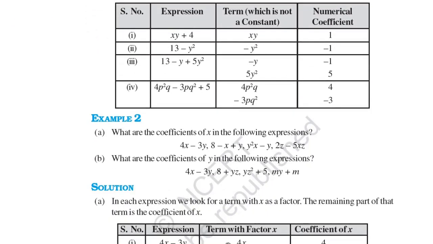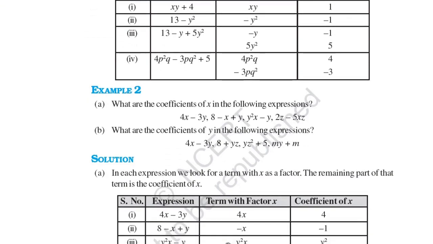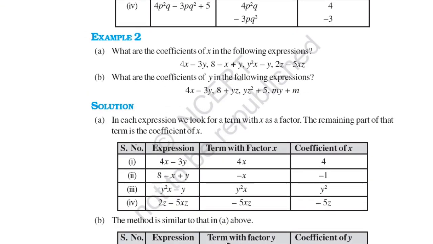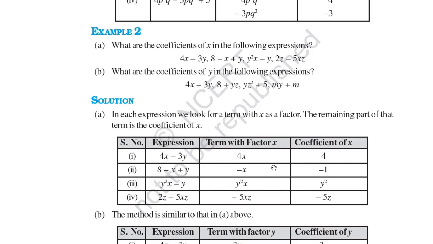Example number 2: what is the coefficient of x in the following expression, and in the second one, what is the coefficient of y. So first you have to find the coefficient of x, and in the second you have to find the coefficient of y. Here the coefficient of x is 4, and the term is 4x, because we have to use only x. Here also, minus x is the term, and the coefficient is minus 1.